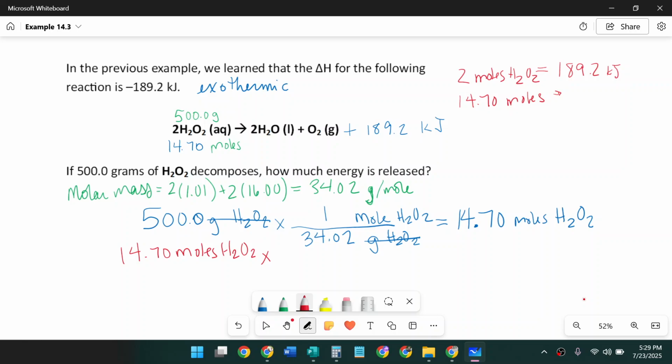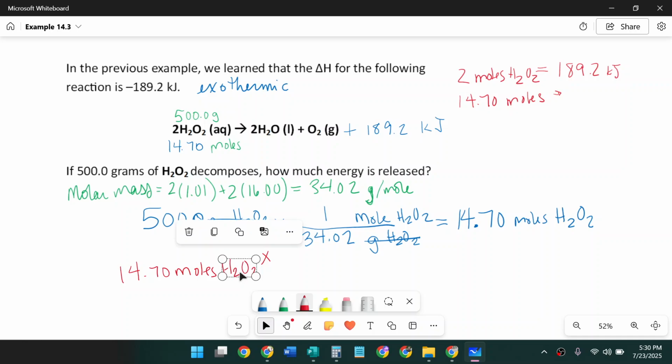You know what? I don't know if I can move this. Can I select this? Let's move all this mess down, because that's a little bit too close to our previous stuff. All right.